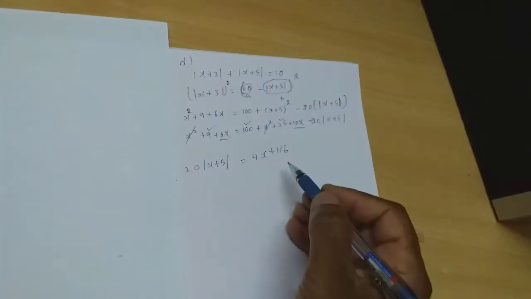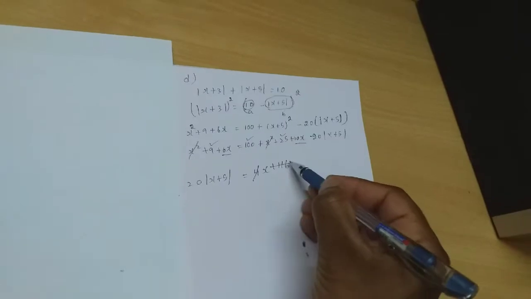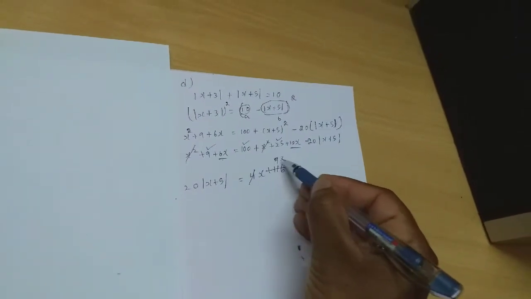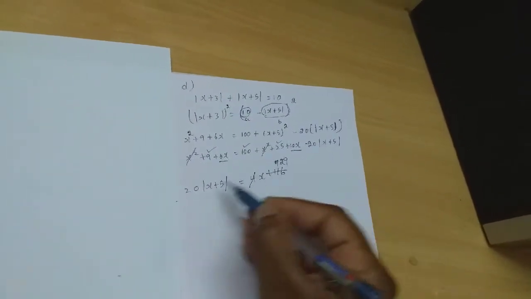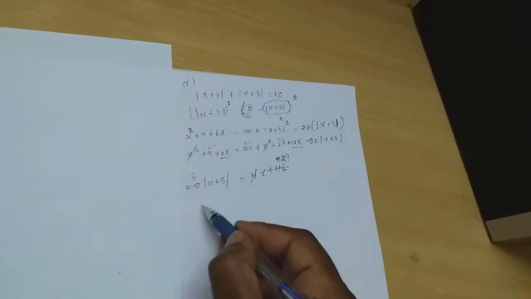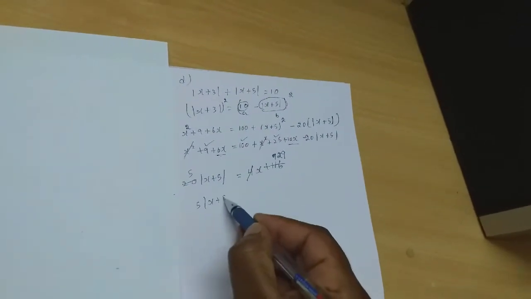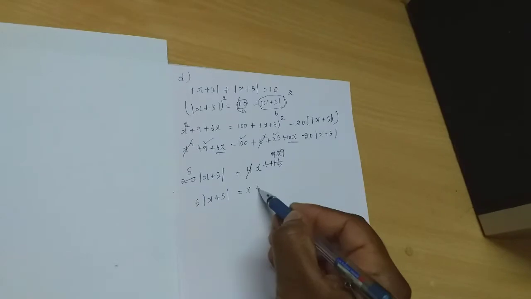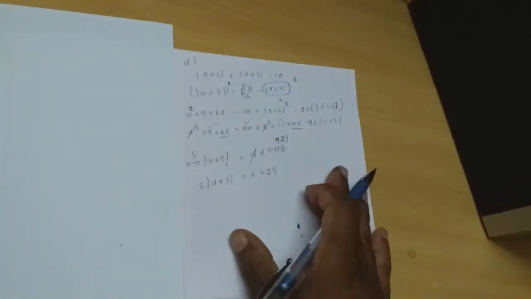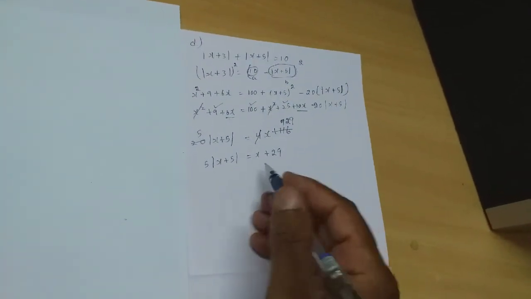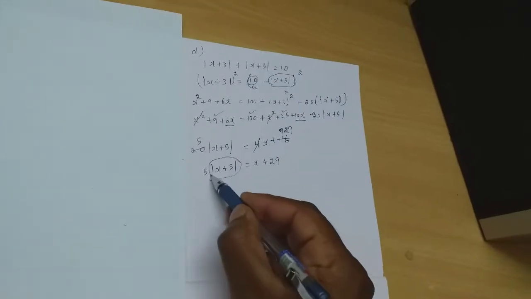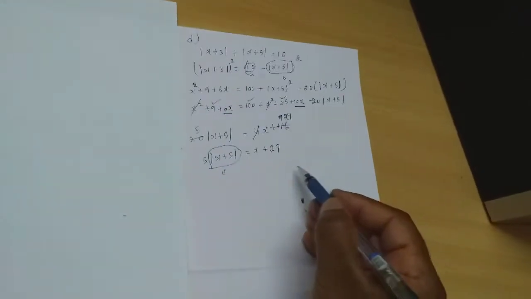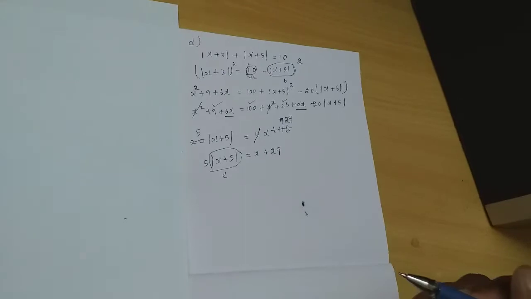All goes in the 4 table. It's better if I cancel: 4 ones, 4 threes, no, 4 twos, 4 nines, and here it is 4 fives. So now it got reduced to x plus 29. Are we clear? Now since there is only mod on one side, I don't need to do the square. If I do square, again it will become too lengthy.